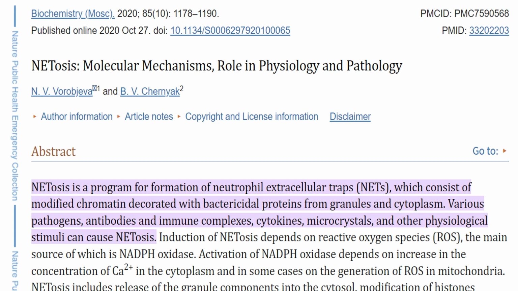Here is the main paper I took from, the molecular mechanisms of netosis, which was published in Biochemistry 2020, and its title is Netosis: Molecular Mechanisms, Role in Physiology and Pathology.